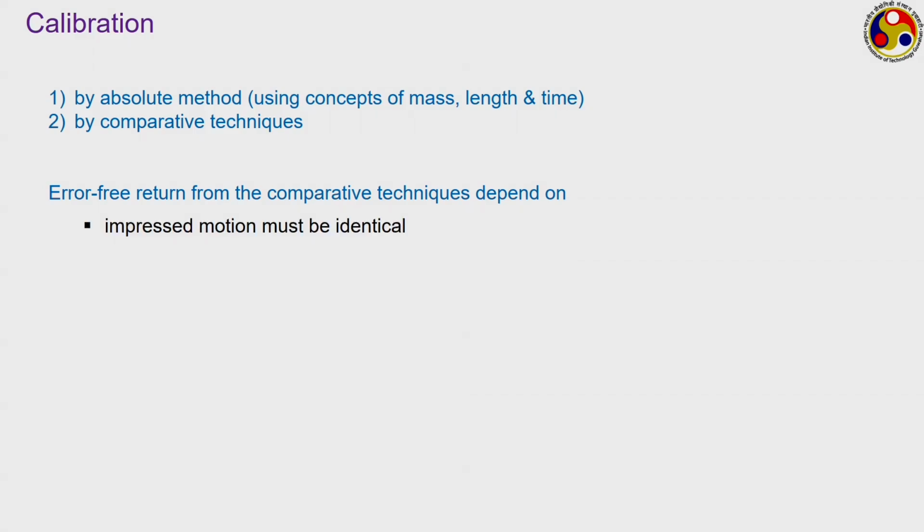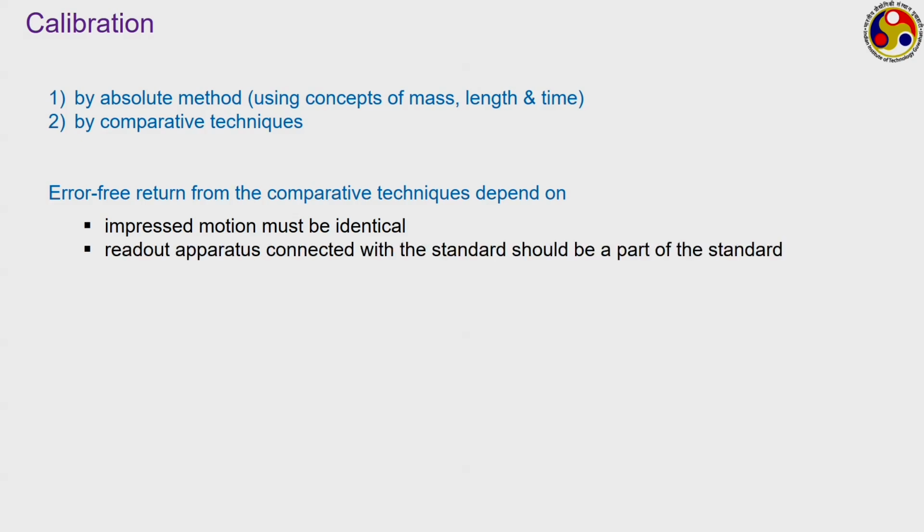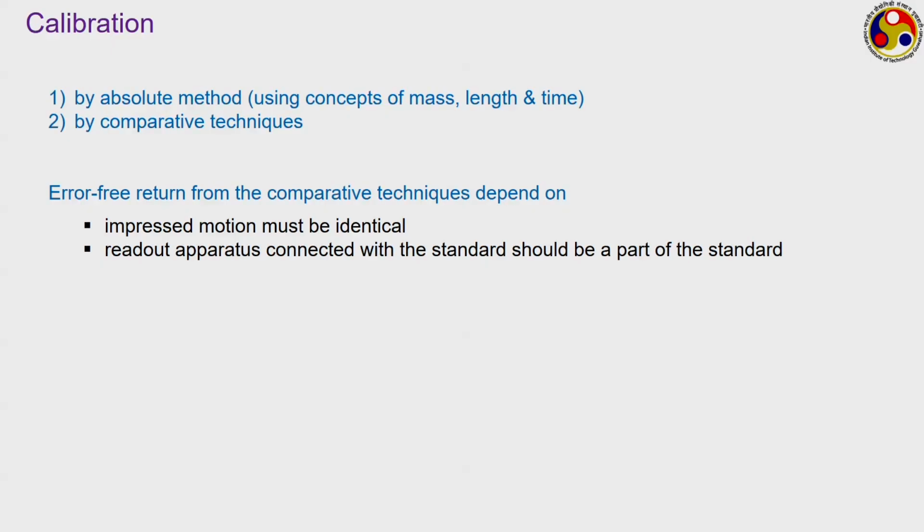Firstly, the impressed motion between the standard and your subject must be identical. That has to be identical. If the nature of the imposed motion is different, then we have to use some separate standard. Then the readout apertures for the standard particularly is preferable to be a part of the standard itself. That is, it should be attached with the standard and preferably be a part of the standard. If it is a part of the standard, the entire system can be traceable.